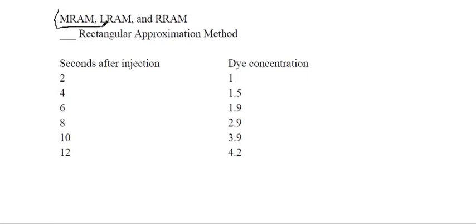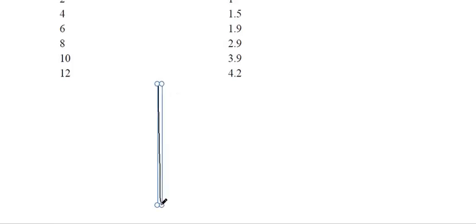So this video is just a quick introduction into MRAM, LRAM, and RRAM. MRAM is the middle rectangular approximation method, LRAM is the left rectangular approximation method, and RRAM is the right rectangular approximation method. So those are the words, but what do they actually mean? What they do is they help us approximate areas under a curve.